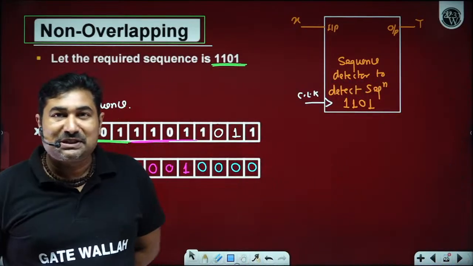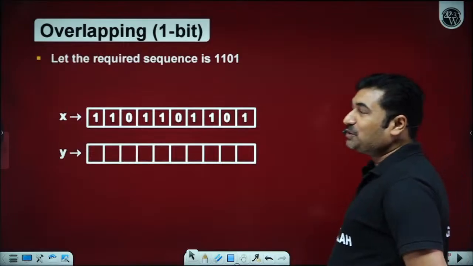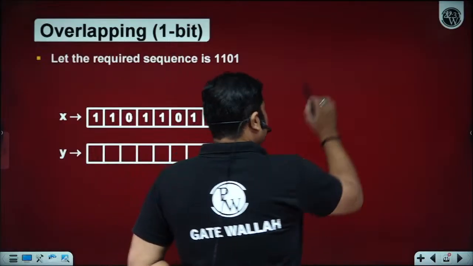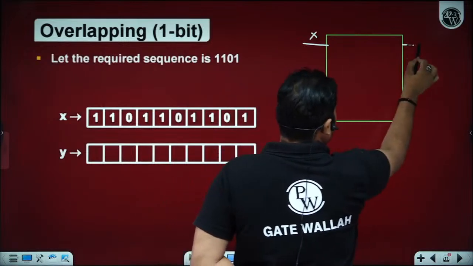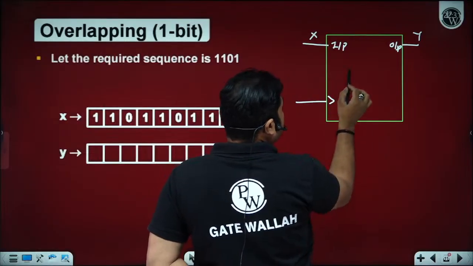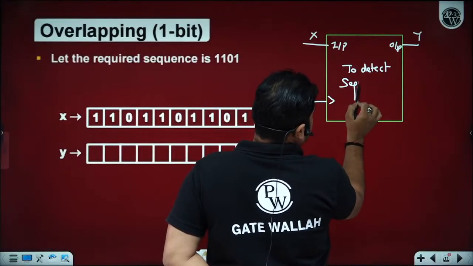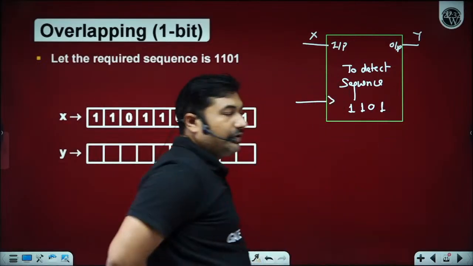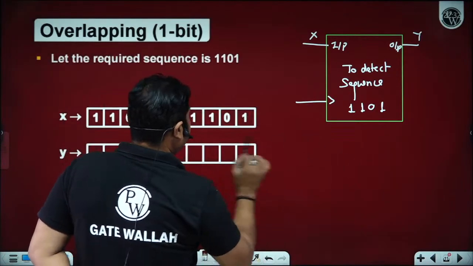Great. Now you know about the non-overlapping sequence detector, so let's talk about the 1-bit overlapping sequence detector. We have a sequence detector with input X and output Y in a clocked synchronous sequential circuit to detect the input stream 1101. If we want to detect 1101, please observe here.